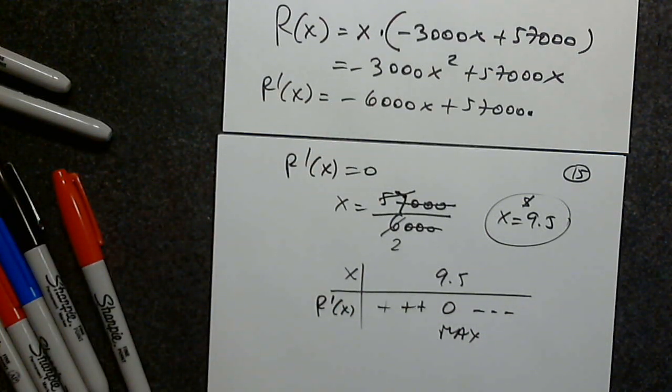So what will you say to the organizers? Charge $9.5 to maximize your profit. When it's 10, you get such and such. When it's 8, you get such and such. If you keep it at 9.5, you're going to get the maximum possible profit.